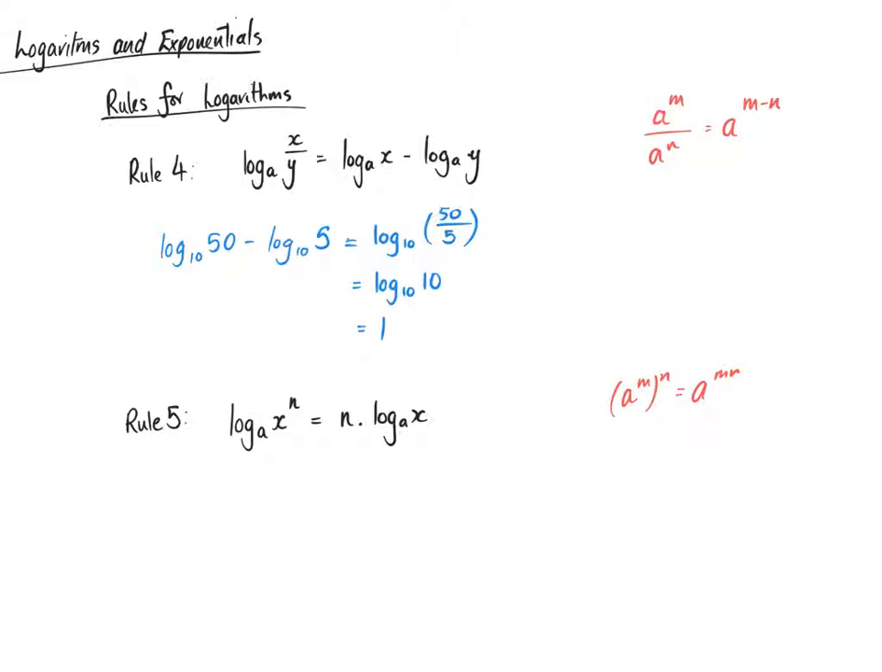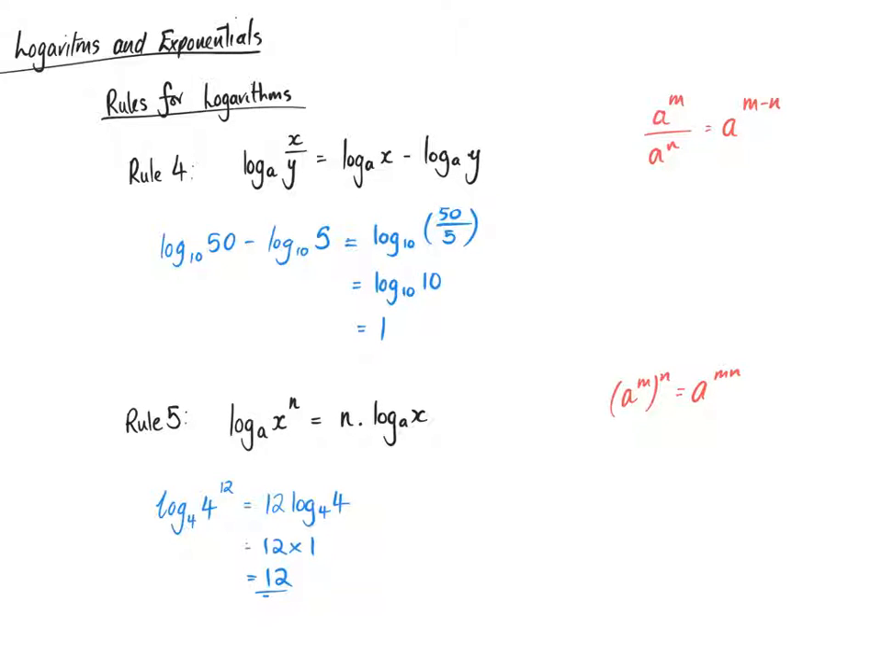Okay, so examples of this one. We can again use this and go either way. First example, say I have log to the base 4 of 4 to the power of 12. This is going to be quite simple. We can say that's equal to 12 log to the base 4 of 4, which is 12 times 1, which is just 12.